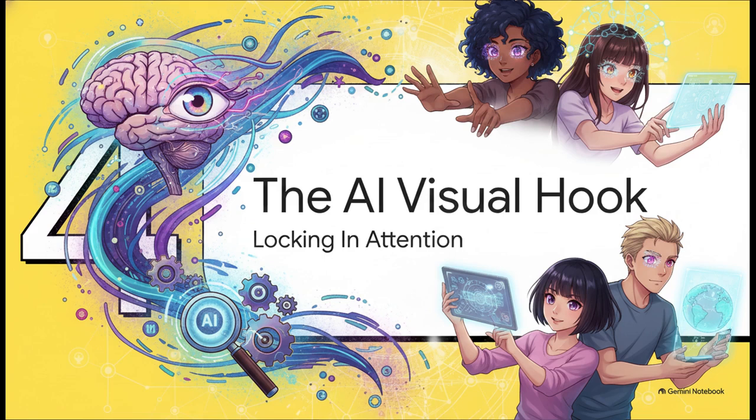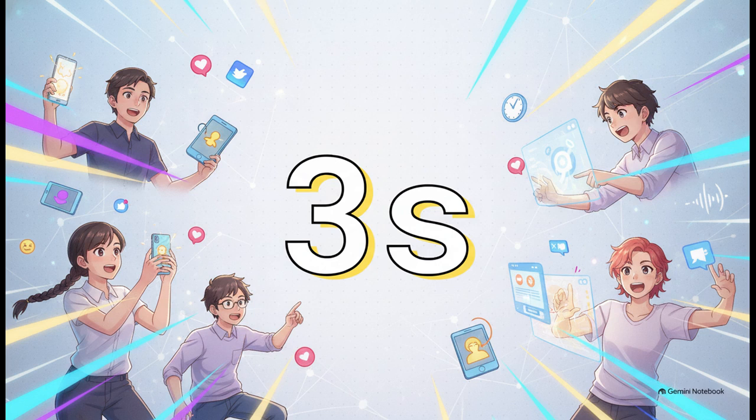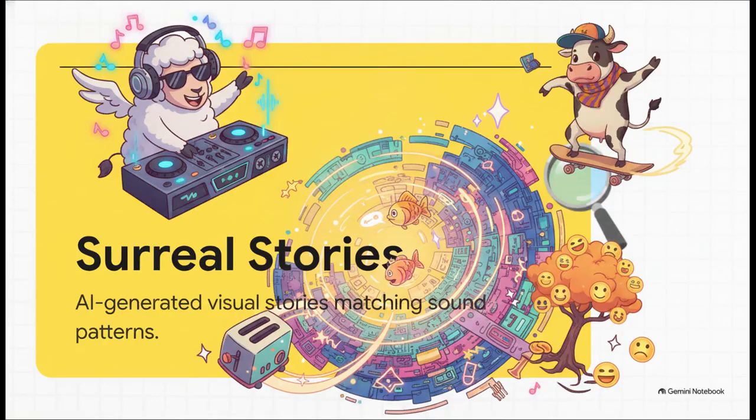Which brings us to Section 4, the AI visual hook, locking in attention. When you combine that audio with visuals, you must lock in the viewer's attention within the very first 3 seconds. Think about how incredibly fast you swipe on your phone. 3 seconds is an eternity in the digital space, but it's literally all the time you get to convince someone not to scroll past. The audio creates the vibe for sure, but the visual has to immediately validate your decision to stop and watch. And the visual storytelling here is completely surreal.